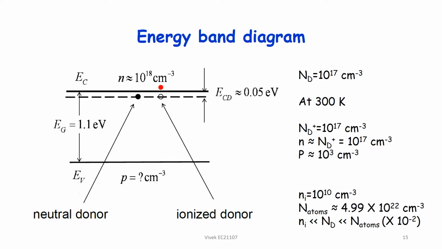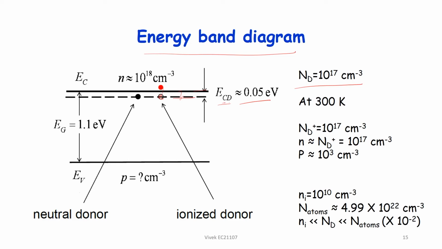Now if you draw the energy band diagram for n type doping, let's say doping is 10 raised to power 17 per cubic centimeter, and this is the binding energy that we discussed, EB, or you can also say this is the ECD. ECD is basically the energy difference between the conduction band edge and the defect level, and that is around 0.05 electron volt. So at room temperature they can easily give away the electron from this defect level to the conduction band because it's very near.